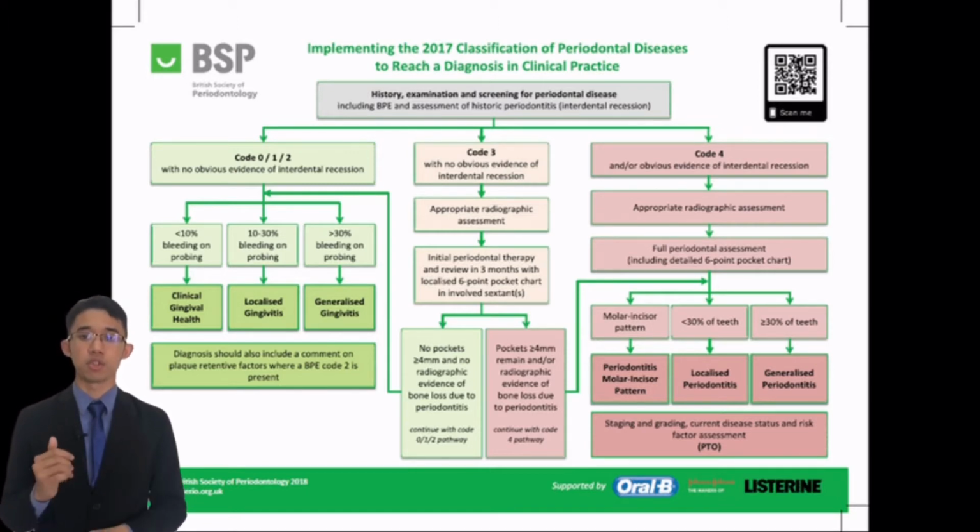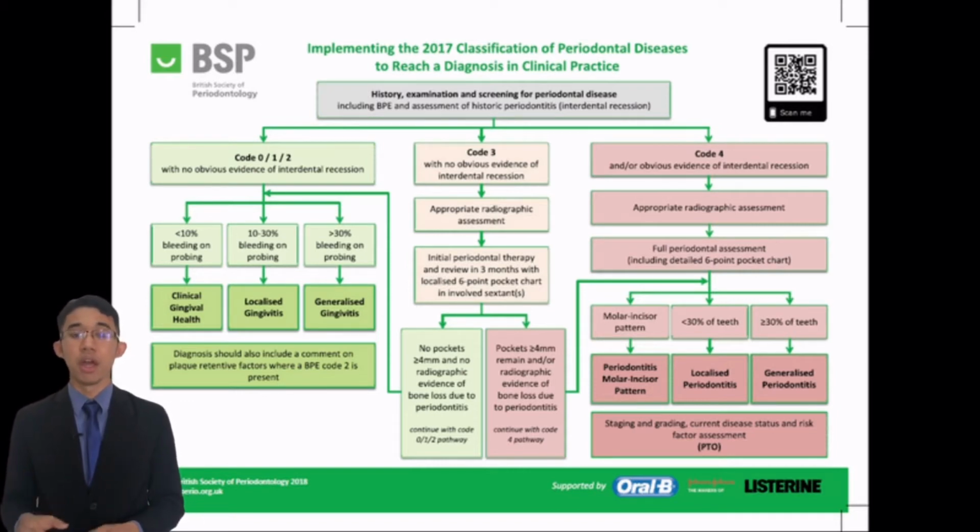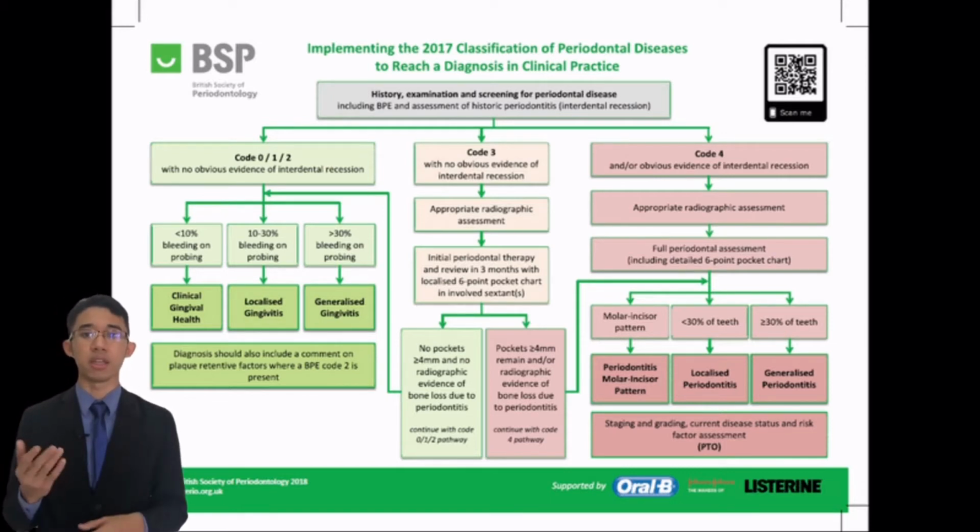If the score is 0 or 1 or 2, the patient most likely has a healthy or gingivitis case, depending on the percentage of bleeding on probing, and based on that, the patient can be described as healthy, localized, or generalized gingivitis. If the patient has a BPE score of 3 or 4, appropriate radiographic assessment is required in order to confirm the diagnosis.